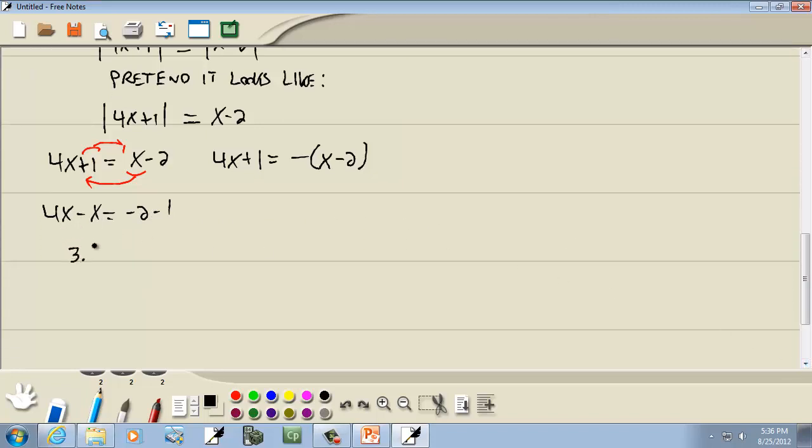4x minus x gives us 3x. Negative 2, negative 1 is negative 3. Divide both sides by 3. And we get x equals negative 1. Those 3's cancel.